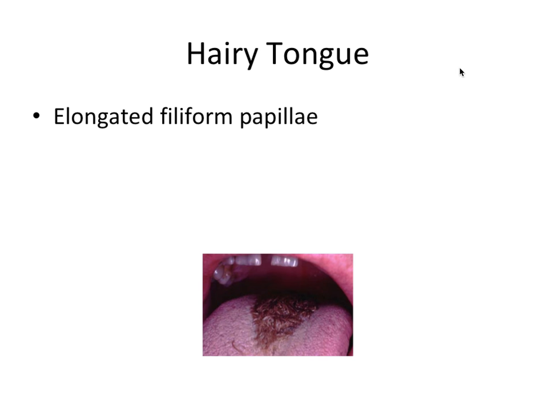Next, we have hairy tongue. All you need to know about this is that they're elongated filiform papillae. So we know we have different kinds of papillae. This is referring to elongation of the filiform type.